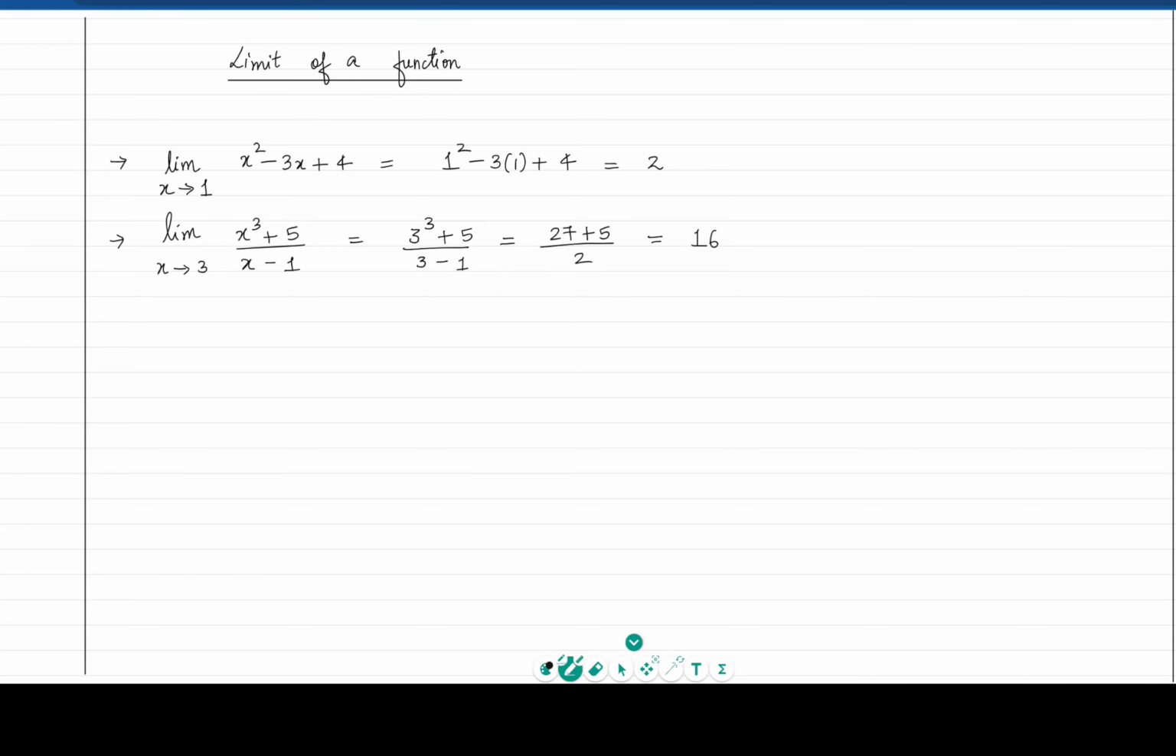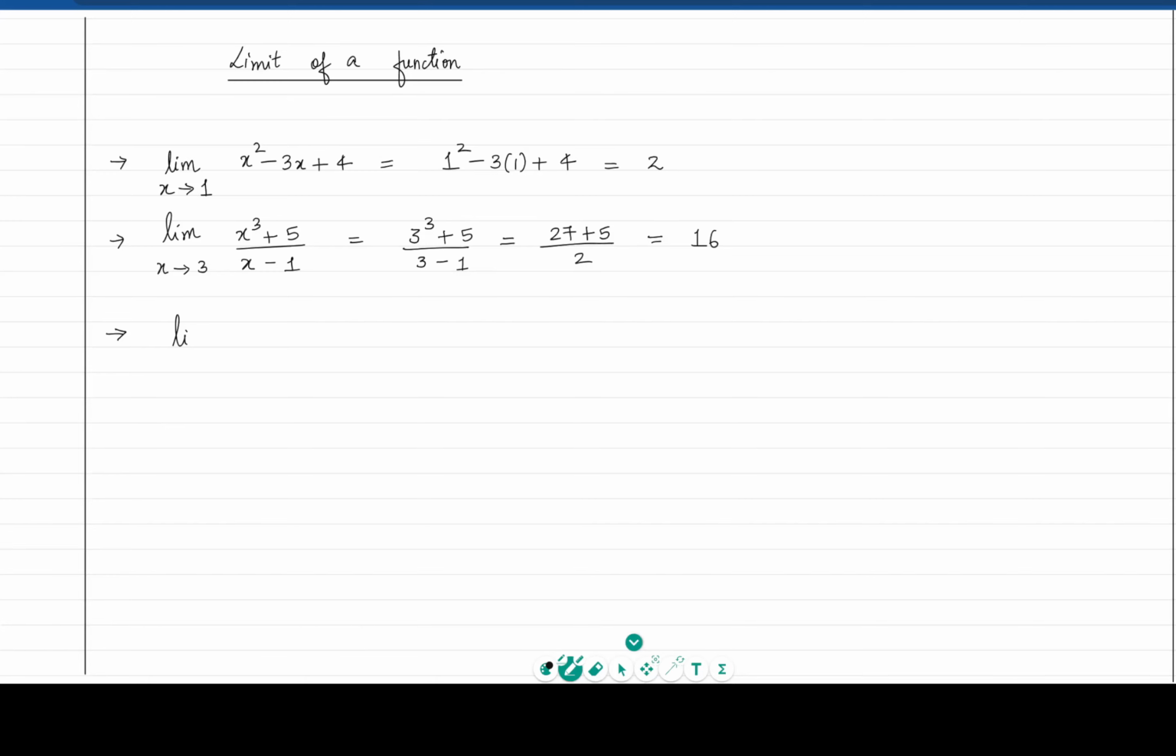So we observed now two examples of functions where the limit can be found by simple substitution of the value for x. Let us have a look at another example where we will find that simple substitution will yield a result which cannot be considered as a limit. So let us see that example.